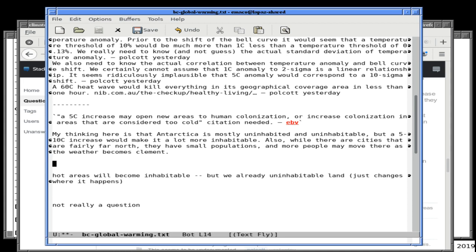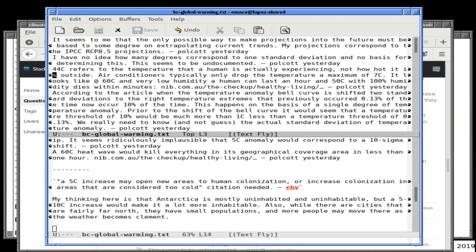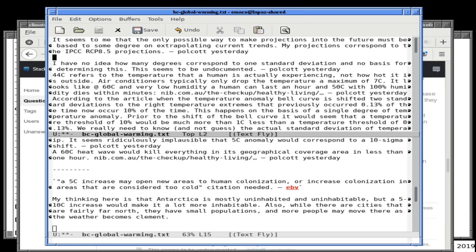All right, so now let's take a look at some of his other comments. Now, he's saying that I pointed out that extrapolation is not a valid statistical technique.